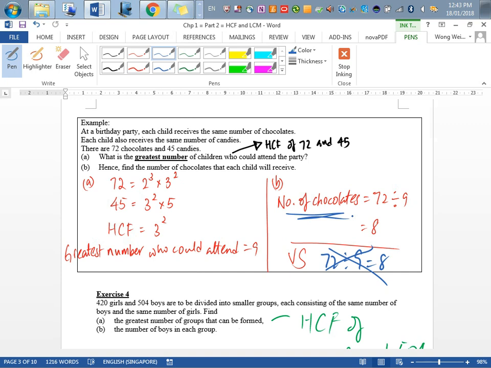For part B, you will still need to divide by 9, isn't it? Can you show me your work? Why don't you show me your work?